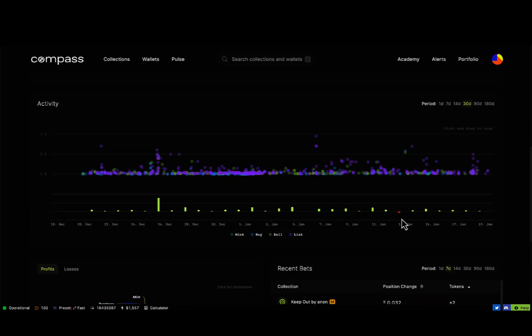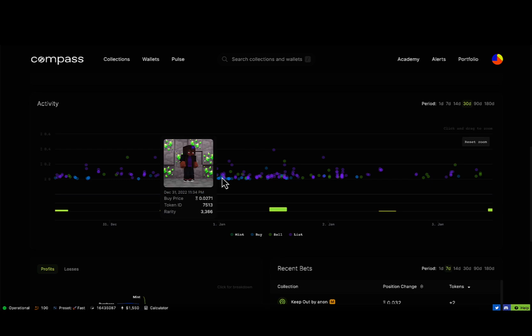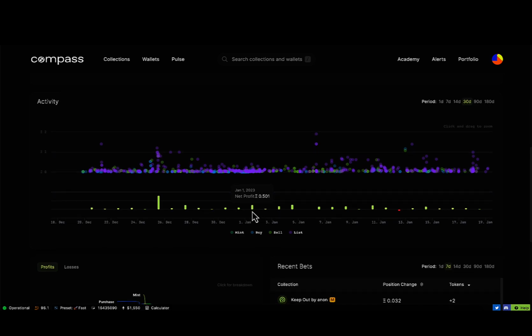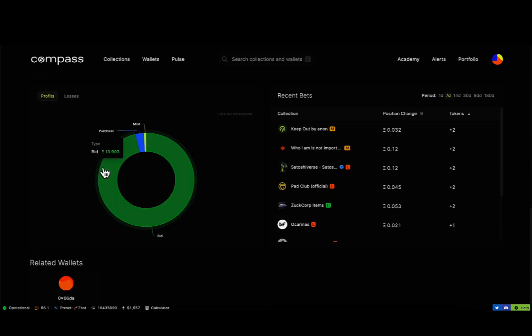We have a very interesting chart here, the activity chart, which we can zoom into, and we can see the individual trades this wallet did. We can filter based on listings and the other types of transactions here. And on the bottom, which is very interesting, we can see the profits over time. This is a consistently profitable wallet, which means he likely has a working trading strategy that we can learn more about. We can see that his strategy is bidding on tokens. He makes most of his profits from there.